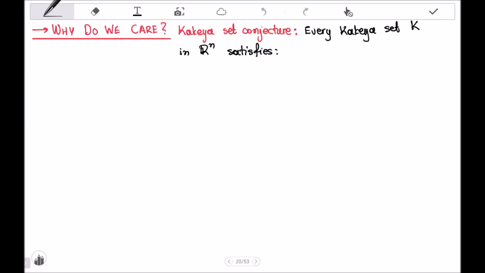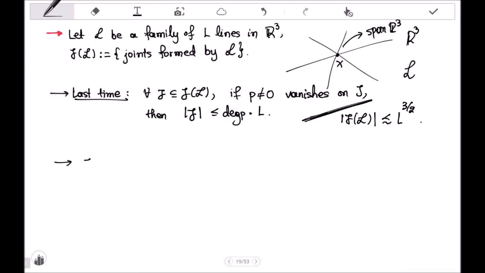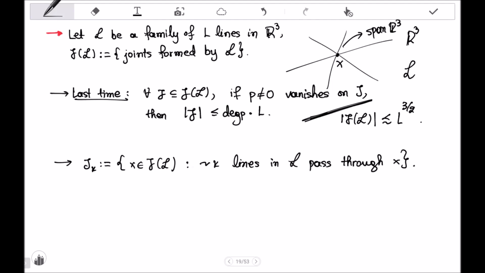Right, sorry. So here we are, let's define JK. This would be the set of K-rich joints in this family. So these are the set of joints formed by L, such that about K lines in L pass through X. And by about, I mean at least K and fewer than 2K. And the goal, as we said last time, is to show that the number of K-rich joints is at most L to the 3/2 over K to the 3/2.